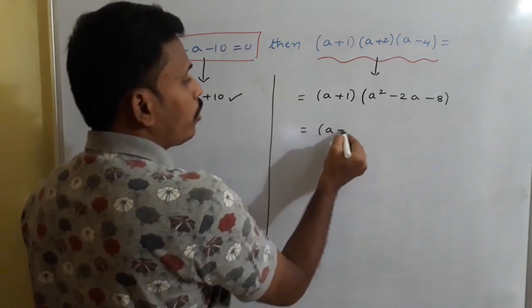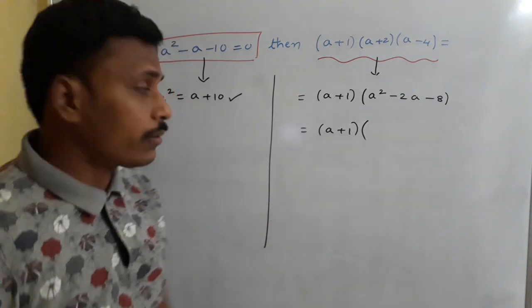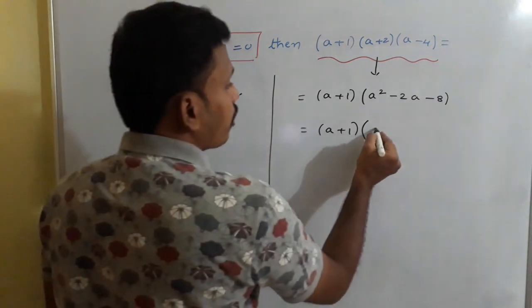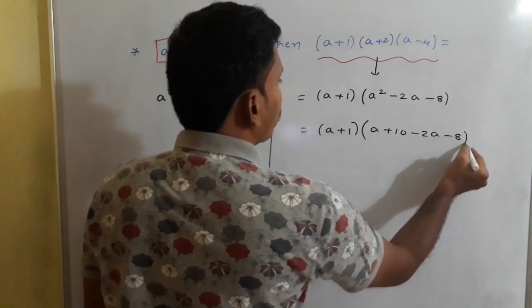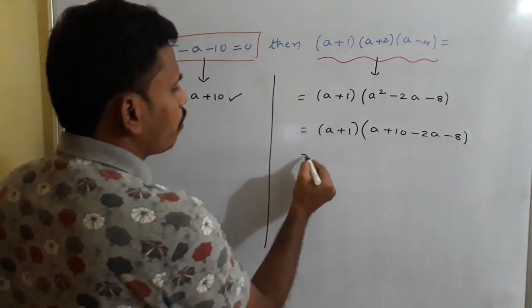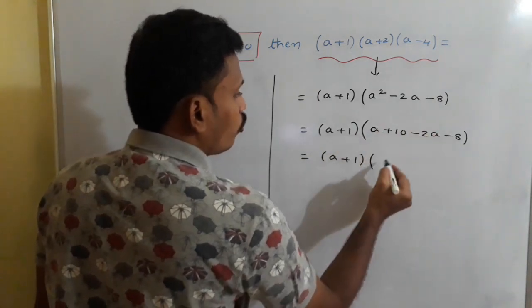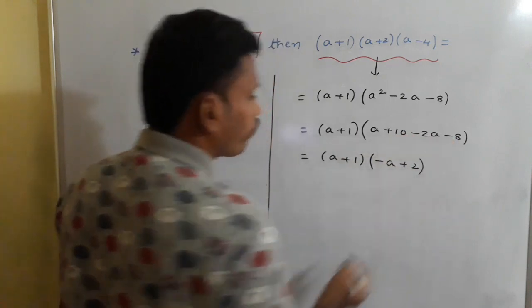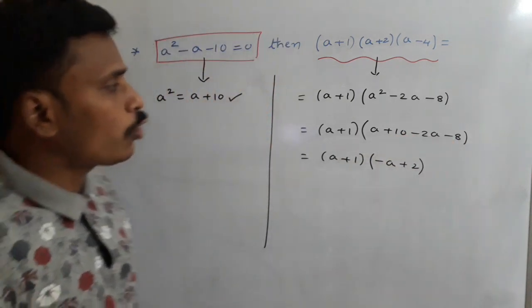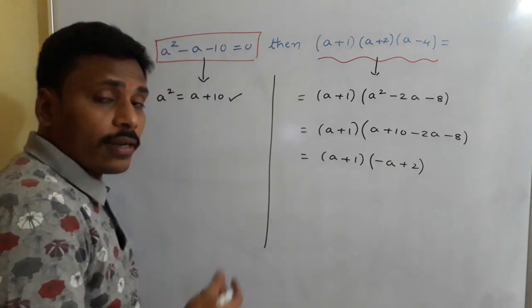And I am going to simplify this with the help of this a square minus a minus 10. So this is equal to a plus 1 into a square minus 2a minus 8. What is a square? a plus 10. So a plus 10 minus 2a minus 8. Okay, you just try to simplify. This is equal to a plus 1 into a minus 2a is minus a, 10 minus 8 is plus 2. a plus 1 into minus a plus 2, right? And I need to get its value.